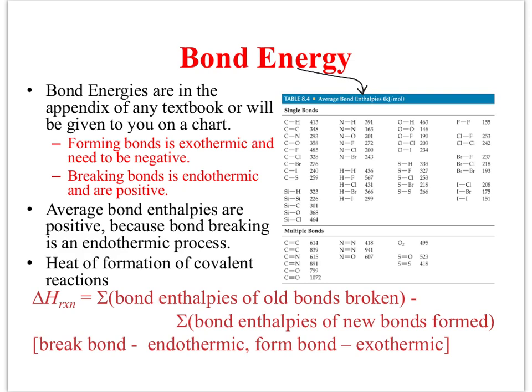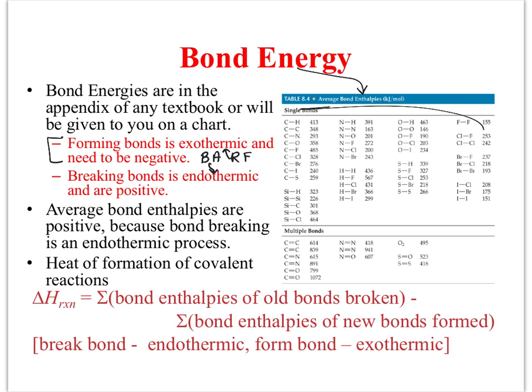What you need to remember is the concept of BARF. When I break bonds, energy is absorbed, and when I form bonds, energy is released. So make sure you understand that. Overall, bond enthalpies are going to be positive values because, when you're given this chart, it's the amount of energy needed to break that particular bond.